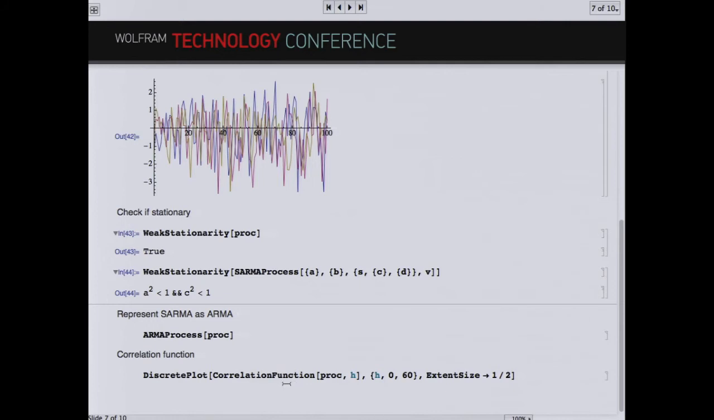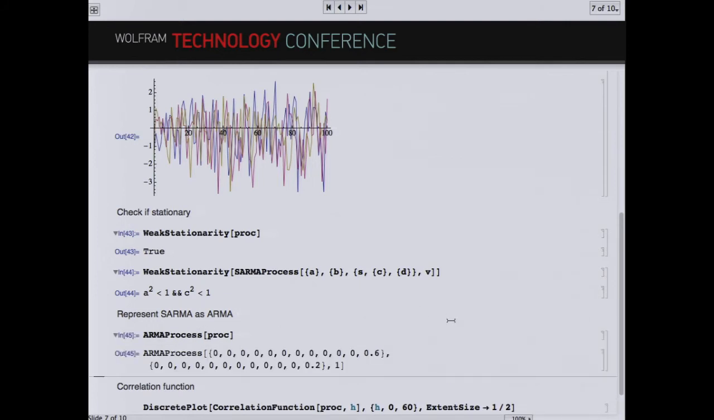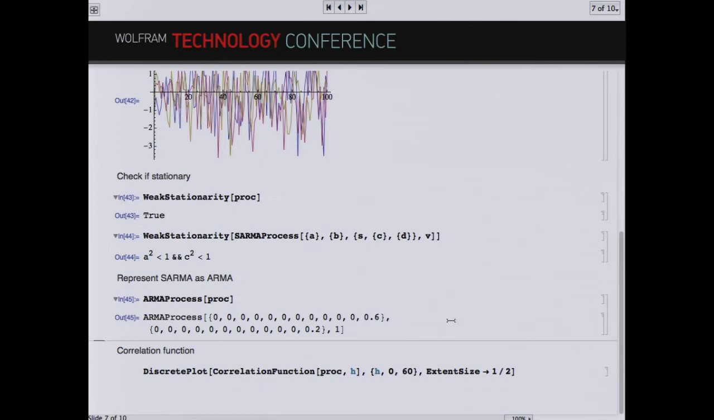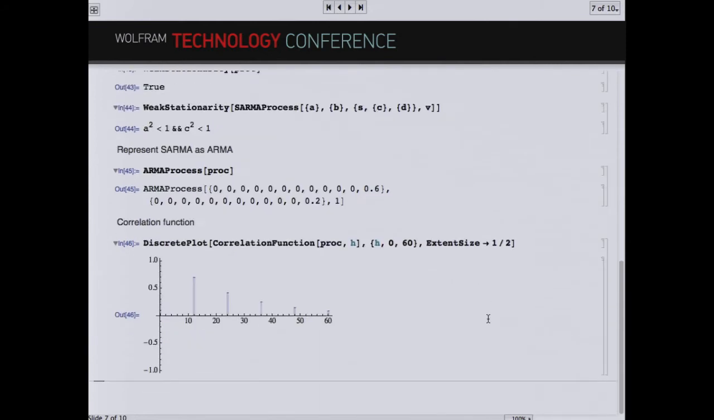So what we can do is represent SARMA as an ARMA process. But you can see that suddenly the orders for ARMA become really, really large, and this is the reason why the SARMA model was introduced: to deal with short orders in the model. And when we plot the correlation function, you see that it has spikes that happen at the multiples of the season here.